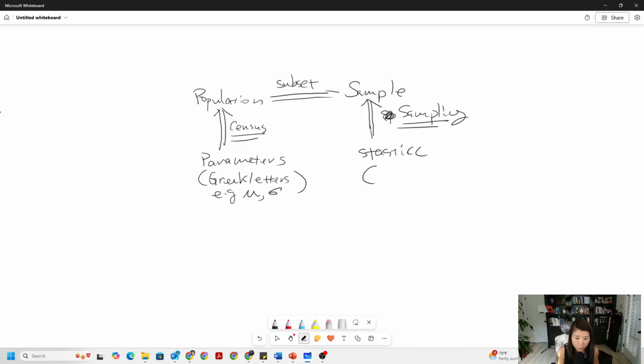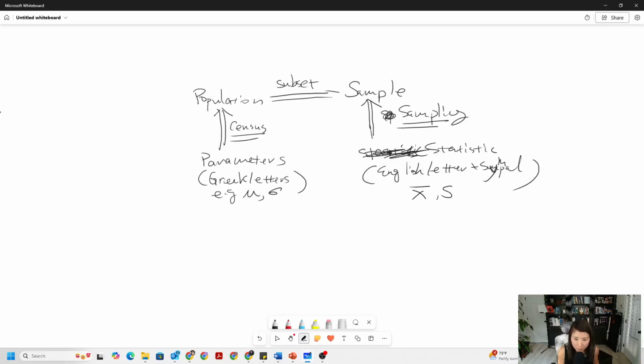For our statistic, we are using English letters, sometimes with some weird symbols, for instance X bar and S. We're going to look at them in a future chapter. A statistic is used to characterize the sample.